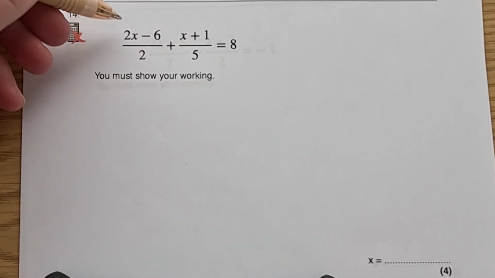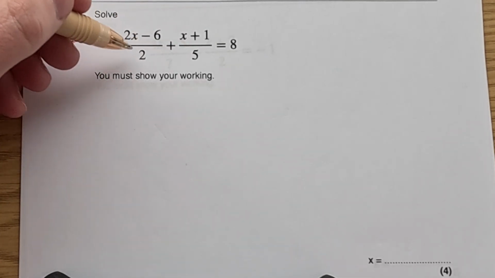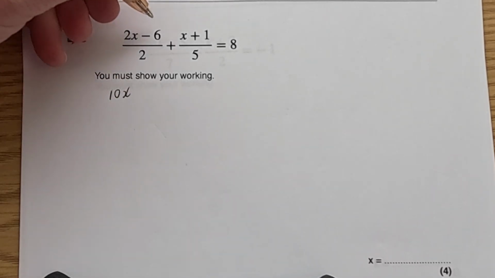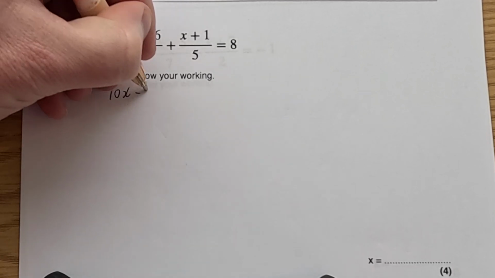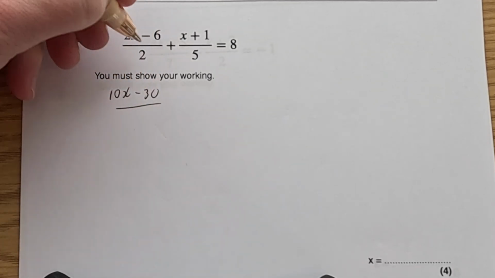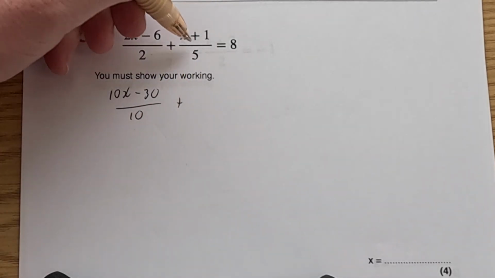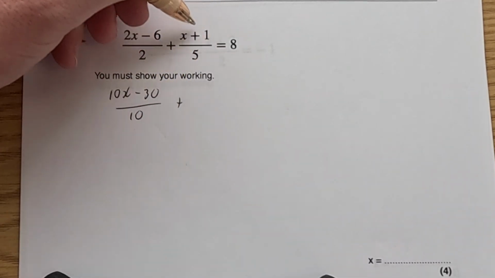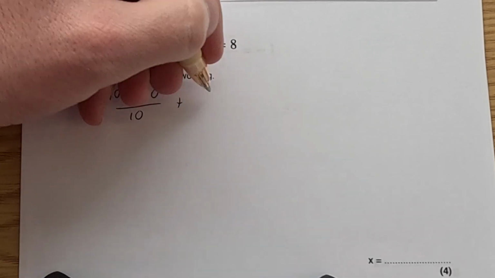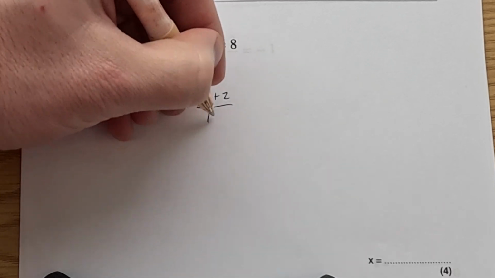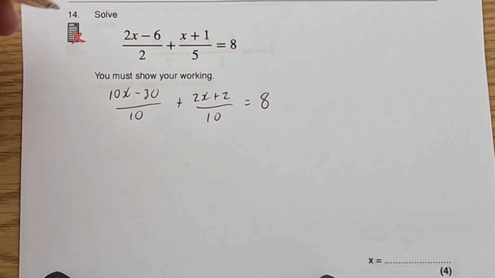So let's multiply both the numerator and denominator of this fraction by 5. So 2x times 5 would be 10x. Minus 6 times 5 would be minus 30. And 2 times 5 would be 10. So we find that equivalent fraction. Plus, and then we're going to multiply both the numerator and denominator of this fraction by 2. So doubling the numerator would be 2x + 2. And the denominator, doubling that, would be 10. And that equals 8. So this is fantastic.